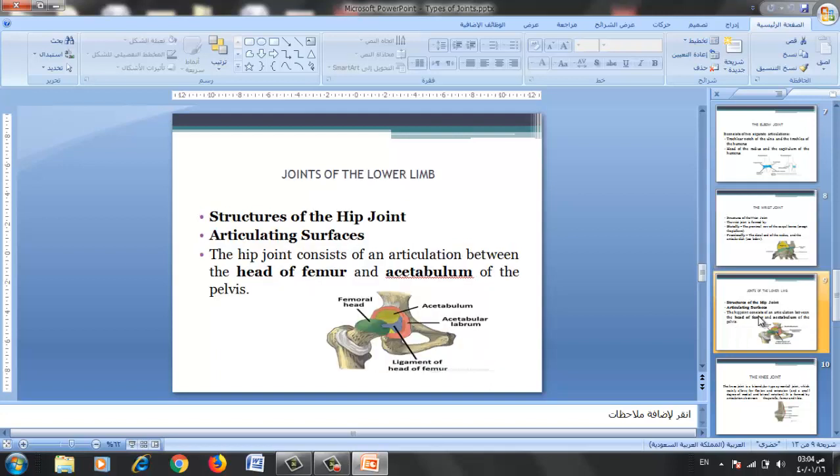Joints of the lower limb. Structure of the hip joint. Articulating surface: the hip joint consists of an articulation between the head of the femur and the acetabulum of the pelvis.